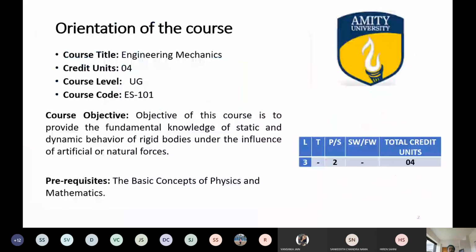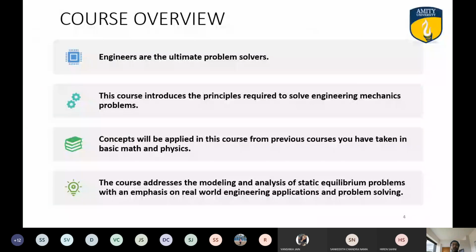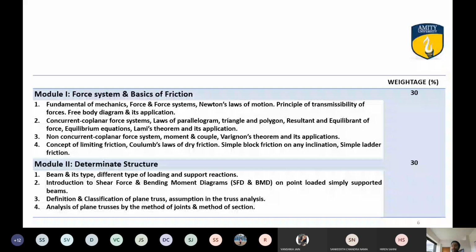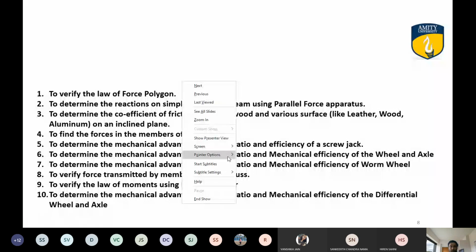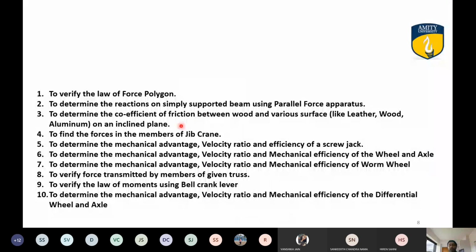You can see the list of experiments here. These are the practicals that we have to do. Number one is to verify the law of force polygon. Second, to determine the reactions on a simply supported beam using parallel force apparatus. Third, to determine the coefficient of friction between wood and various surfaces on an inclined plane. Fourth, to find the forces in the members of a jib crane.